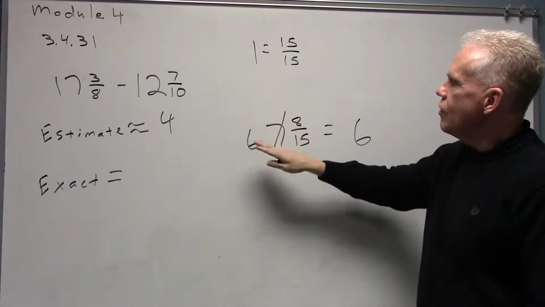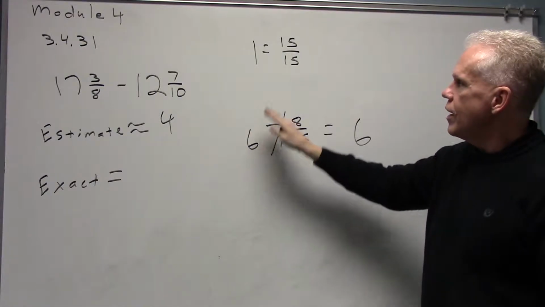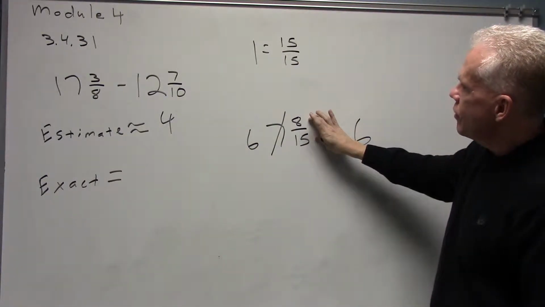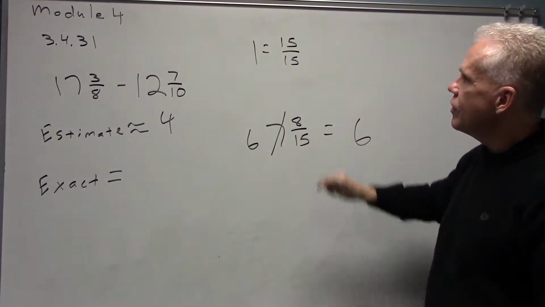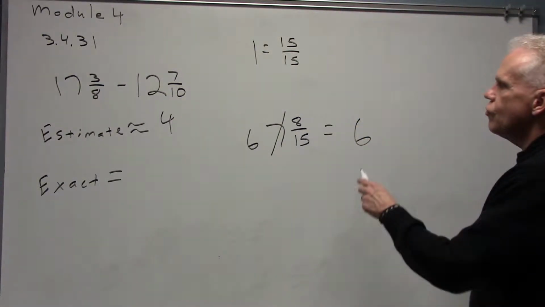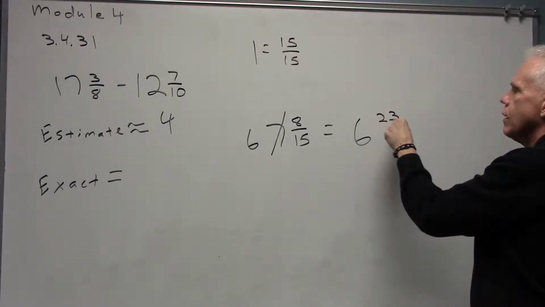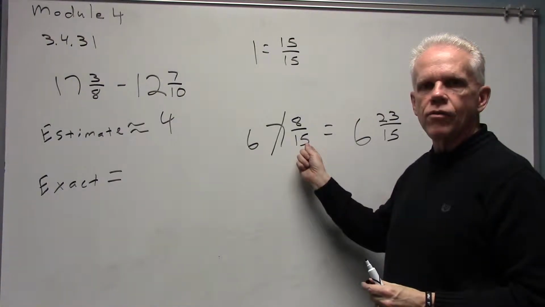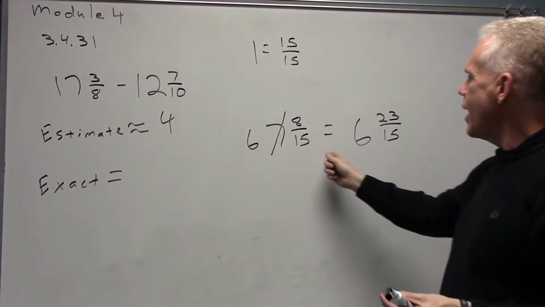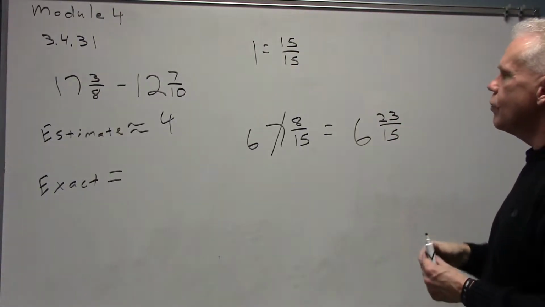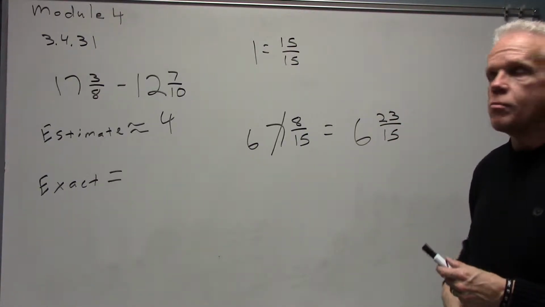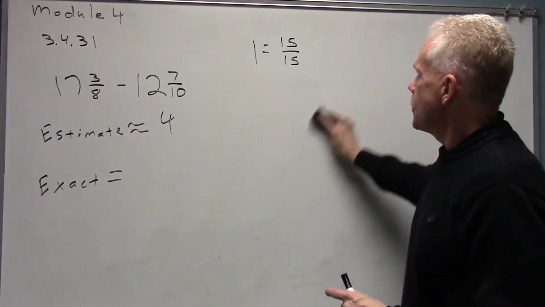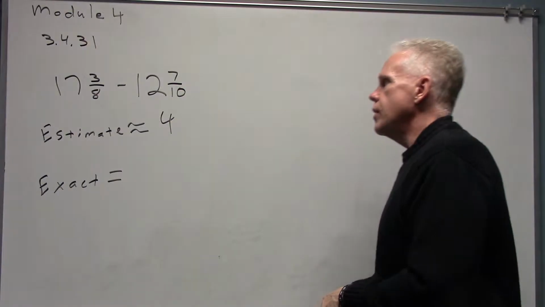So we've got this 1 we borrowed off the 7 to make it a 6, and it became 15 over 15. Now when we put it with this fraction, we end up with 15 plus 8 is 23 over 15. So 7 8/15, if I need to, I could rewrite it as 6 23/15 if I needed the fraction piece of it to build up. Now, let me show you a quick shortcut with that. That'll be very helpful to you, I think.